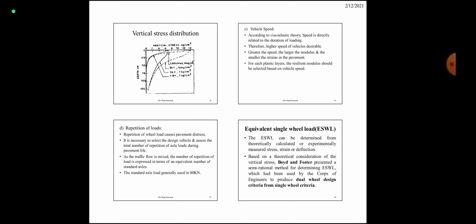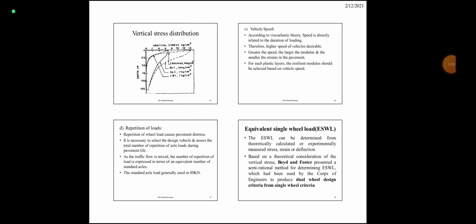Vehicle speed. According to viscoelastic theory, speed is directly related to the duration of loading. Therefore, a higher speed of vehicle is desirable. The greater the speed, the larger the modulus and the smaller the strains in the pavement.